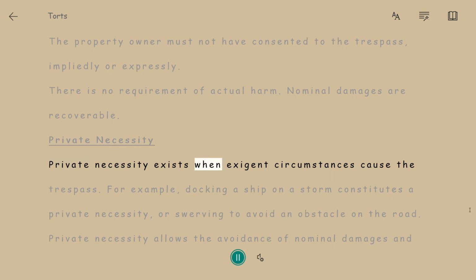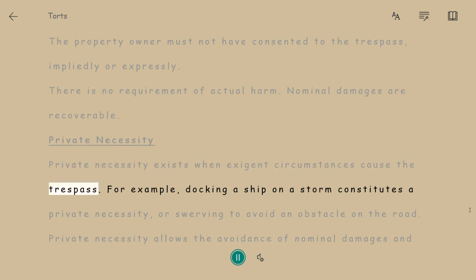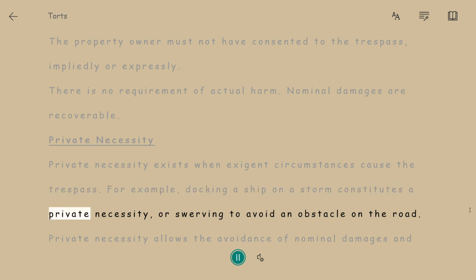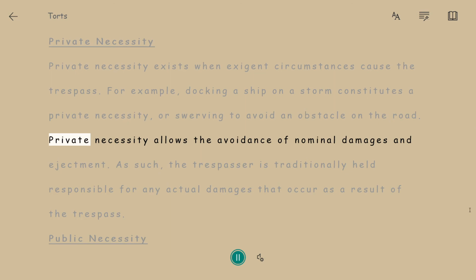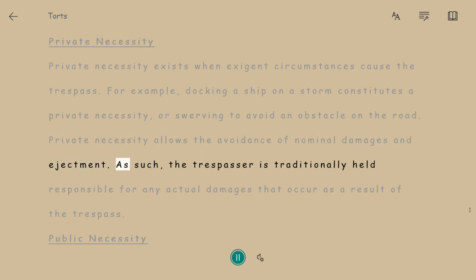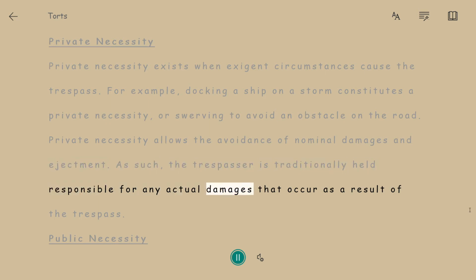Private necessity. Private necessity exists when exigent circumstances cause the trespass. For example, docking a ship in a storm constitutes a private necessity, or swerving to avoid an obstacle on the road. Private necessity allows the avoidance of nominal damages and ejectment. As such, the trespasser is traditionally held responsible for any actual damages that occur as a result of the trespass.